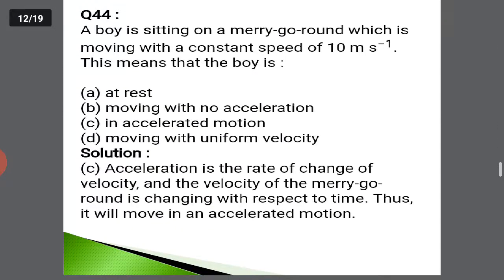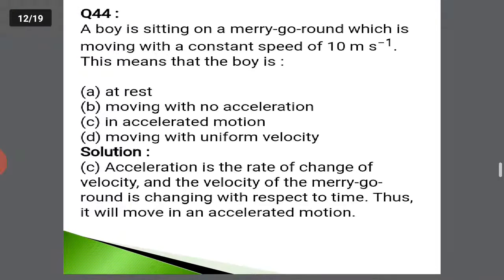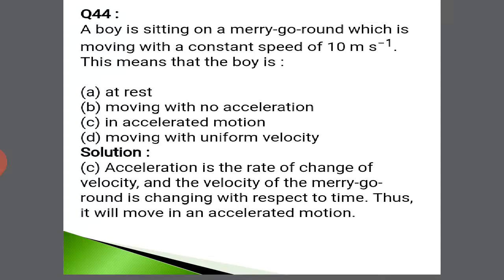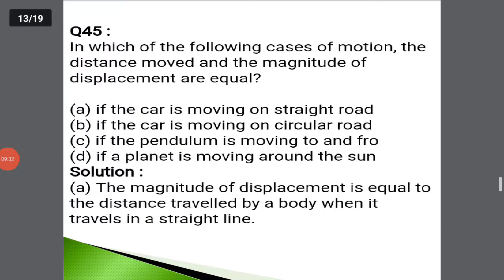Next question, a boy is sitting on a merry-go-round which is moving with a constant speed of 10 meter per second. This means that the boy is, options are: at rest, moving with no acceleration, in accelerated motion, moving with uniform velocity. Option C will be the right answer. Acceleration is the rate of change of velocity and the velocity of the merry-go-round is changing with respect to time. Thus, it will move in accelerated motion.